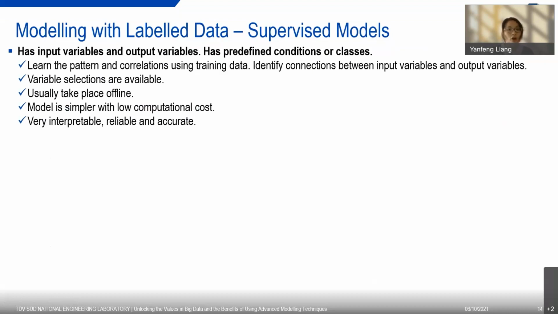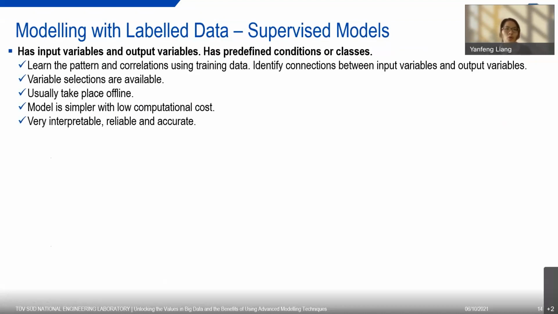So it will learn the pattern of correlation using training data, and it will identify any connections between the input variables and the output variable. Because of that, it can perform variable selection. Imagine you have like 60 different variables outputting from your flow meters. By using a supervised machine learning model, it can actually narrow down to the key variable we should focus on if you wish to monitor for a particular type of error.